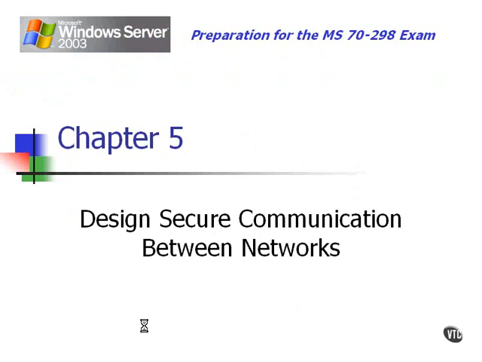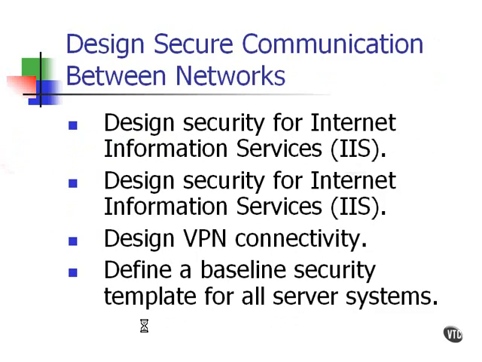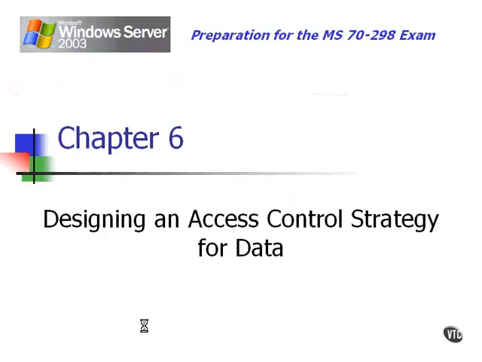In Chapter 5, we'll design secure communication between networks. So here we look at issues such as security for IIS. We'll also design VPN connectivity. We'll define a baseline security template for all server systems. So those are some of the things we'll do in Chapter 5.